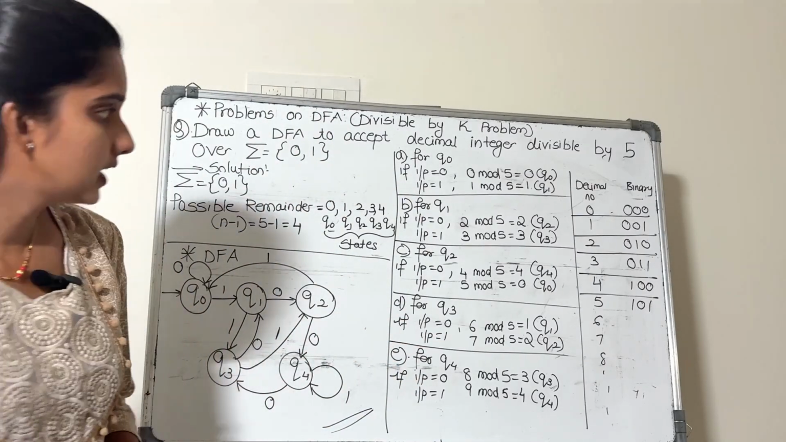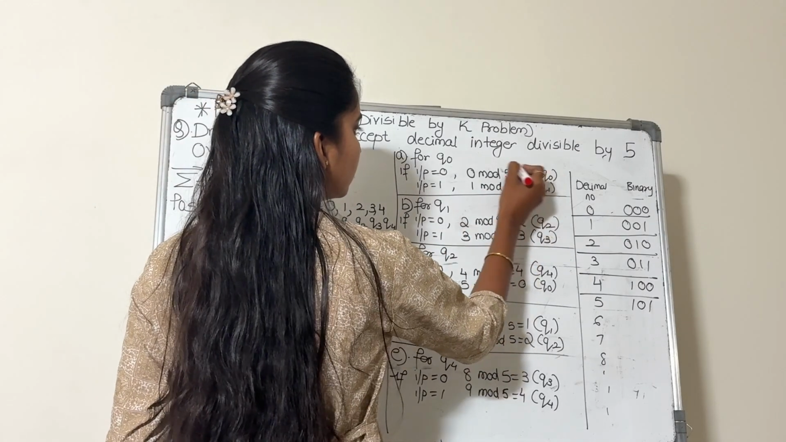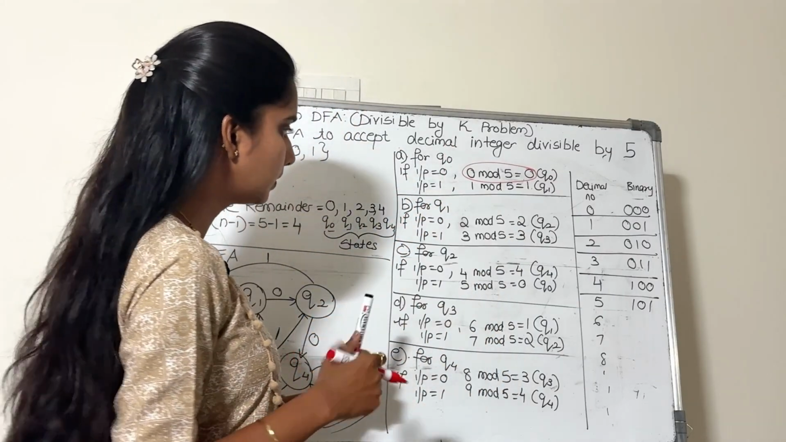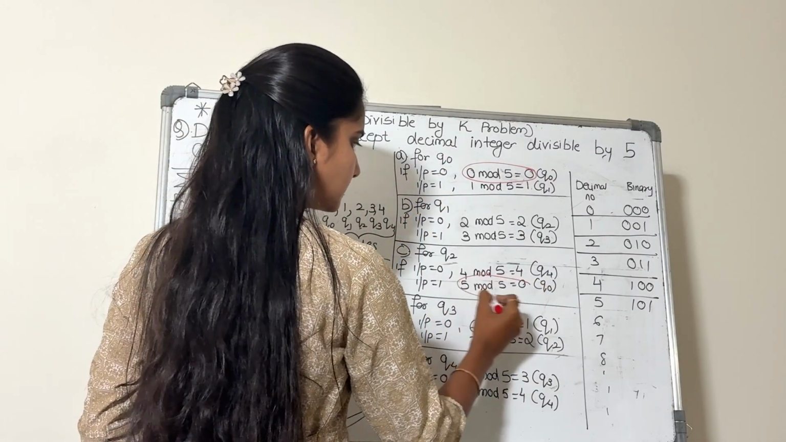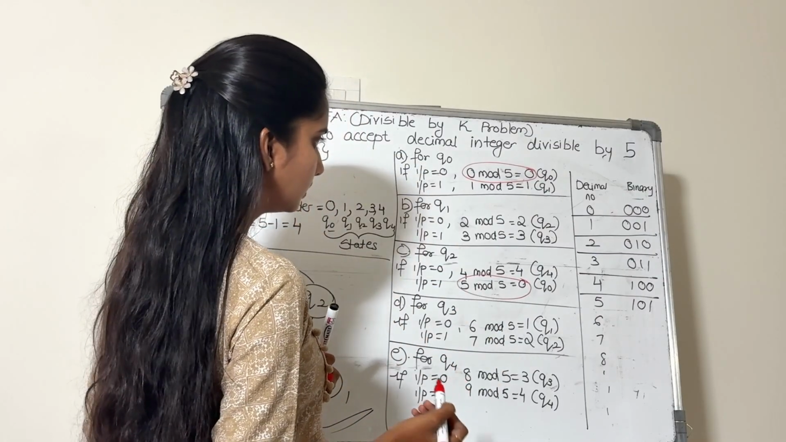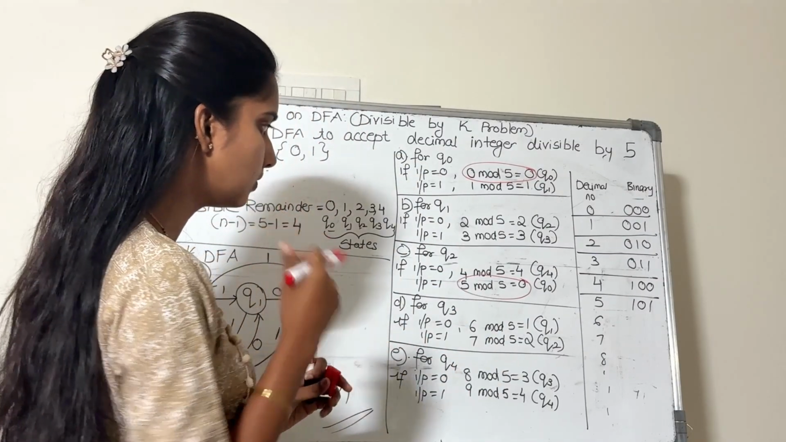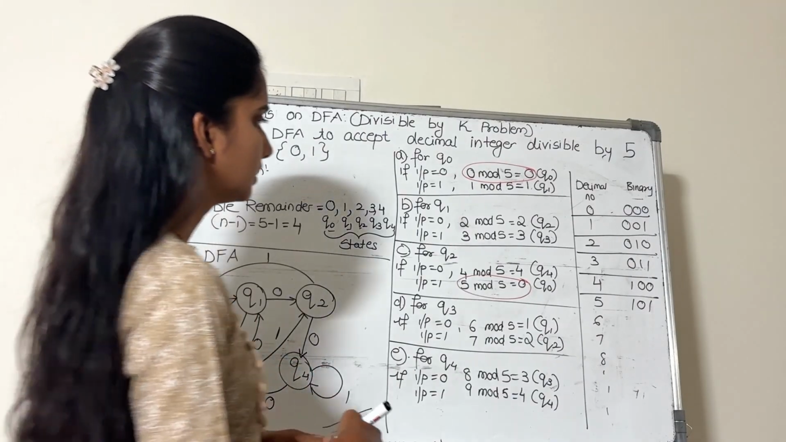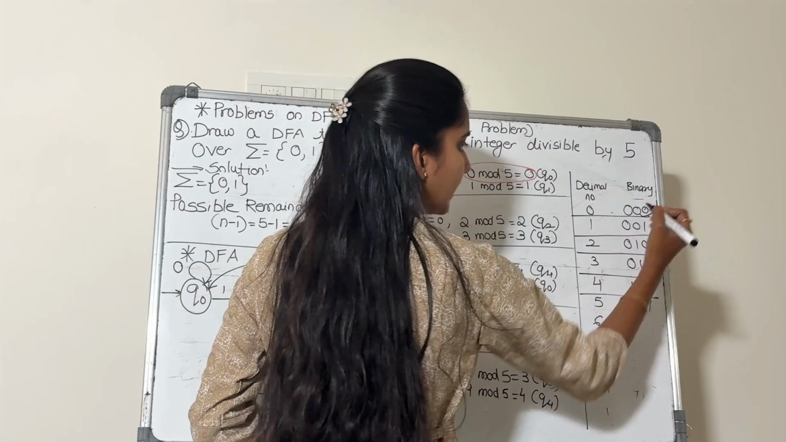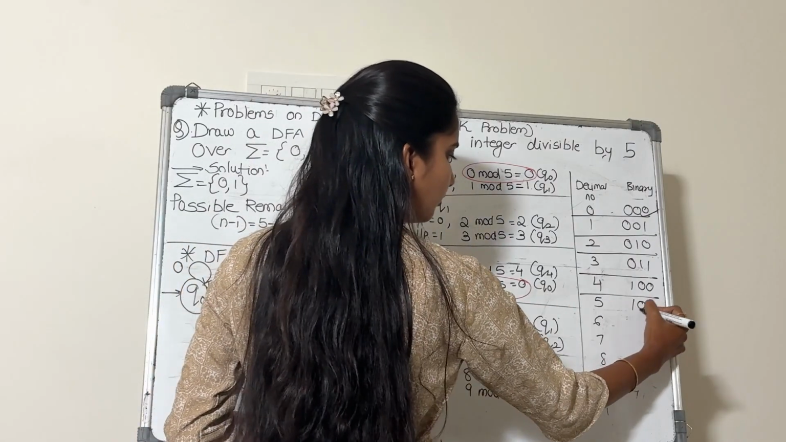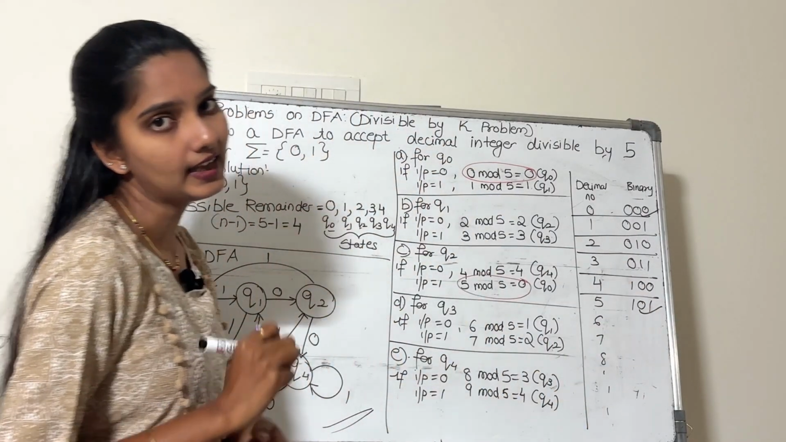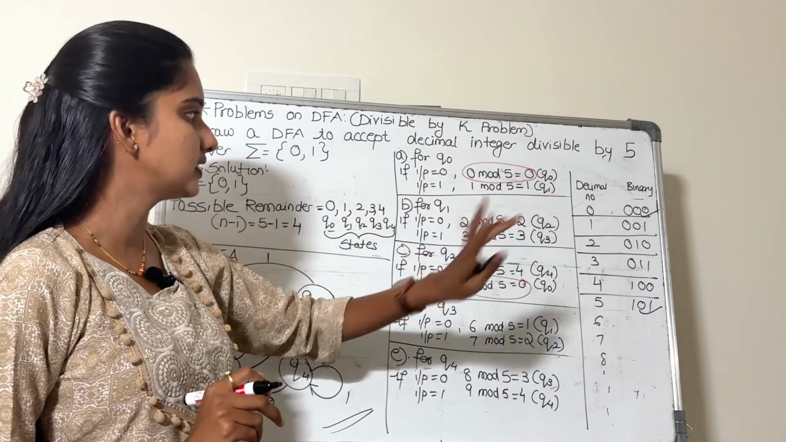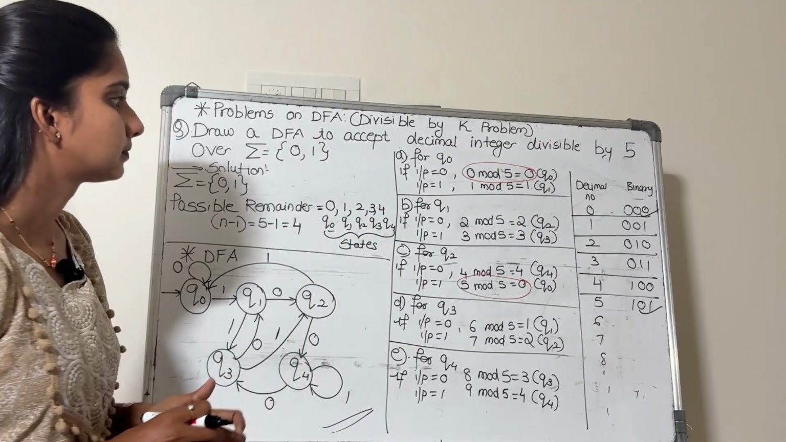So in this case, this particular one is giving me 0. Who else is giving me 0? This particular thing is giving me 0. Any other state which is giving me 0? No, right? So in this case, this should get accepted, and with respect to 5, this should get accepted. These two strings should get accepted because these two are divisible by 5 since we are getting the remainder as 0. Let us check.